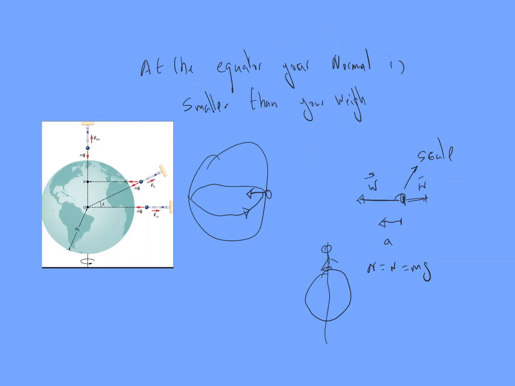Okay, so let's go to see another question. What is your apparent weight at the equator, and what is your apparent weight here? It's different, your apparent weight, so it means that the normal is different. Let's go study why this is true.